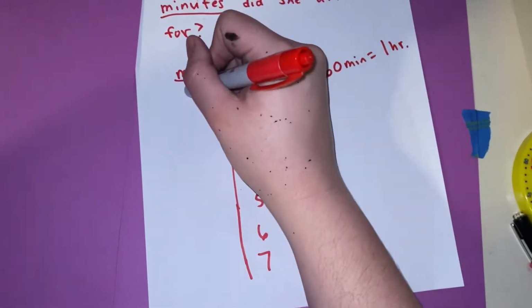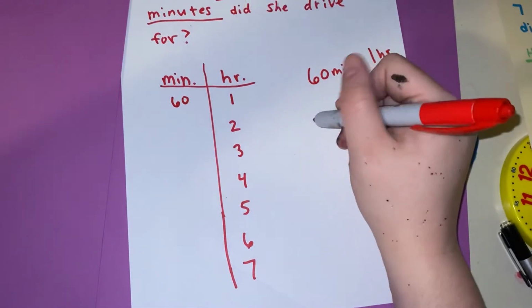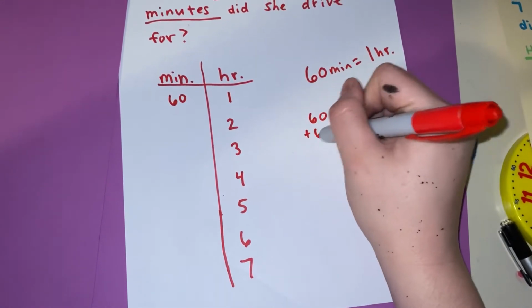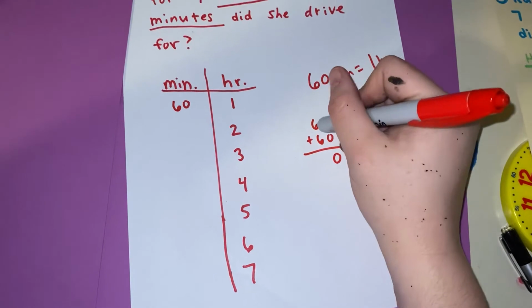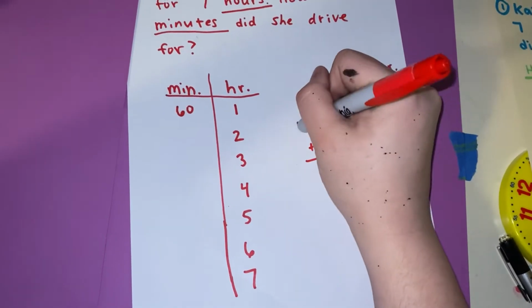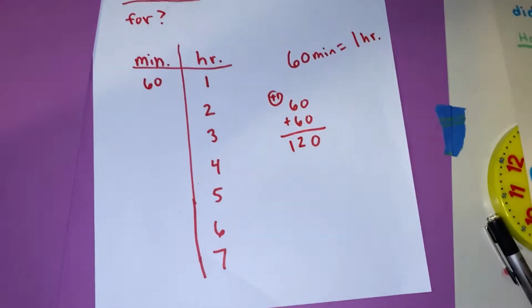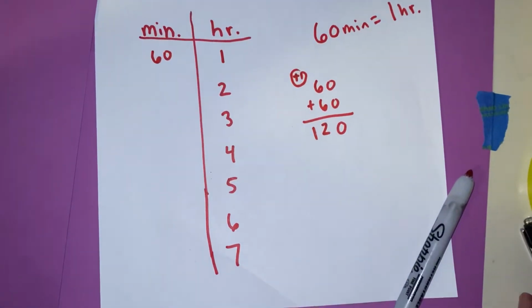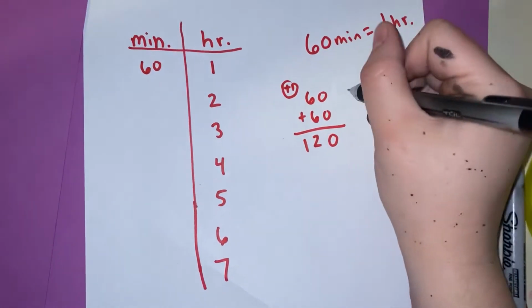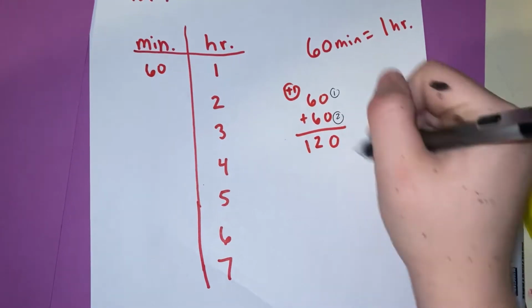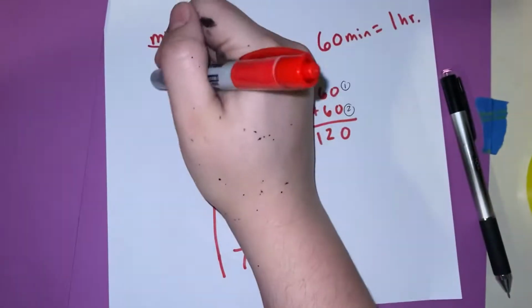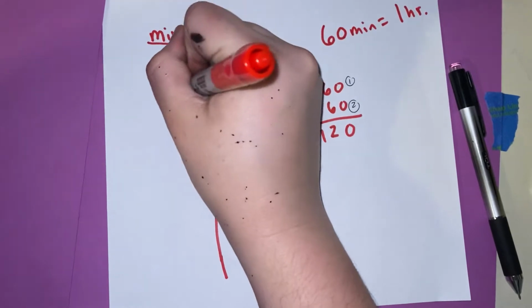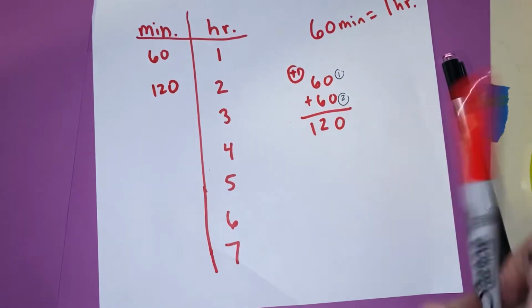We know 1 hour is 60 minutes. So 60 plus 60. 6 plus 6 is 12. You carry your 1 over to the hundreds place and put it there. So this would be hour 1. Hour 2 would be 120.